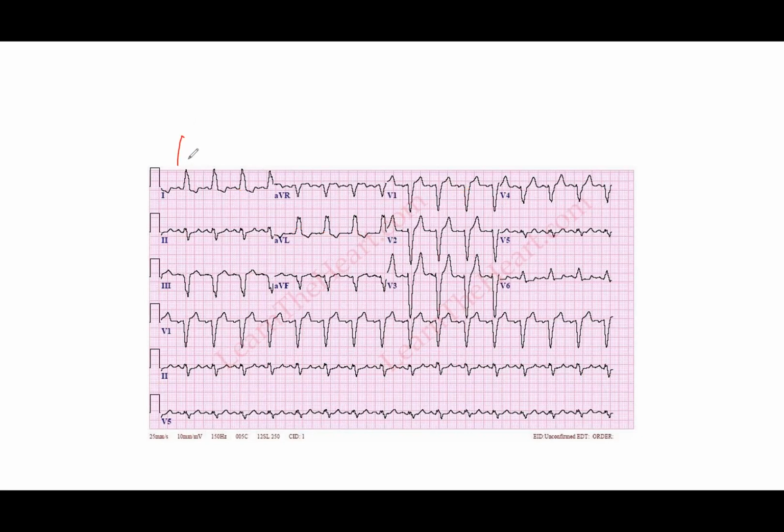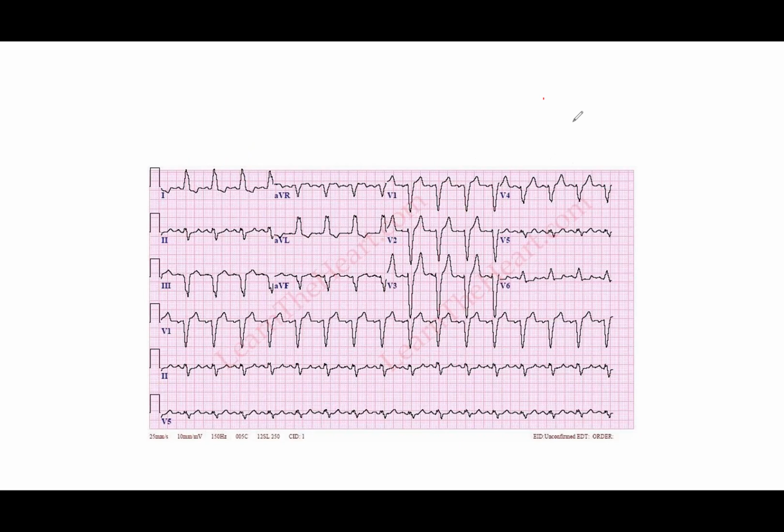R waves, regular R's. So we have a regular rhythm because we have a regular R to R interval, okay? Rate somewhere between 60 and 100. So the good news here is that we have some sort of sinus rhythm. That's the good news, okay? The bad news is that we've got something that is abnormal. So we now have to try to figure out what it is, right?